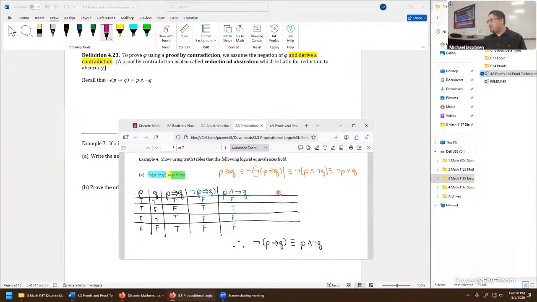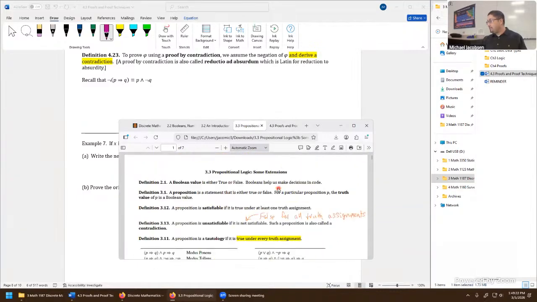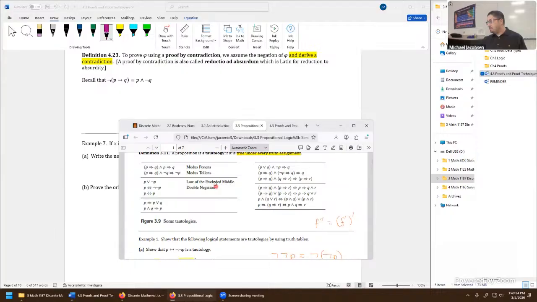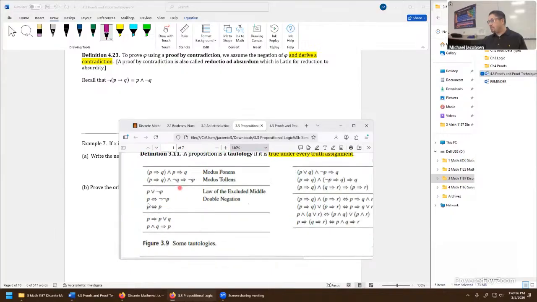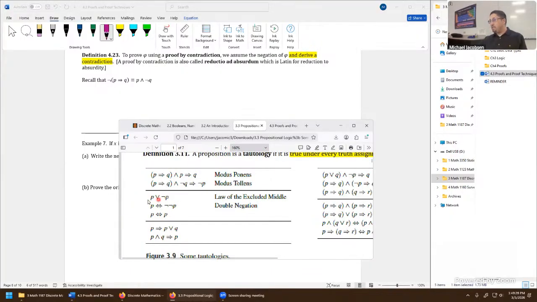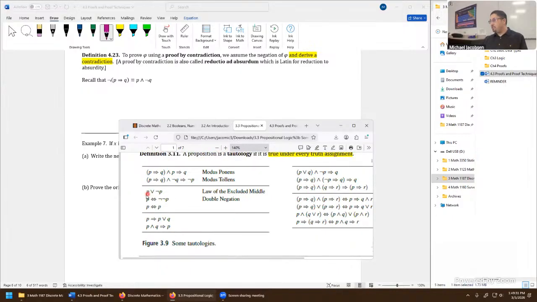This goes all the way back to 3.3. Forget exactly what the name was. Law of the excluded middle. There's only two things that can happen. Either the original proposition phi is true, or the negation is true. So if we negate phi and get a contradiction, then that would have meant the original statement phi was actually true. And that's the whole method of proof by contradiction.